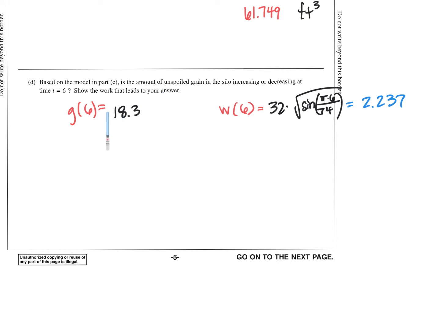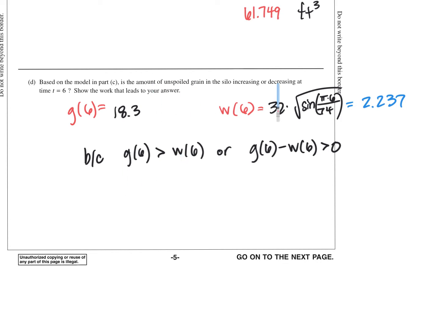So how are we going to say that? Because this one does say show your work, and then is the amount of unspoiled grain increasing or decreasing. So they do want some words here. What do you think? How could we describe that? Yeah, we could just say because G of 6 is greater than W of 6. Or some people might say because G of 6 minus W of 6 is greater than 0, meaning it's positive, however you want to say it. Because G of 6 is greater than W of 6, let's answer that question.